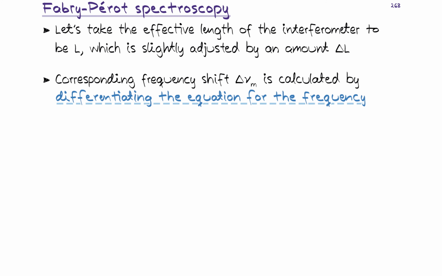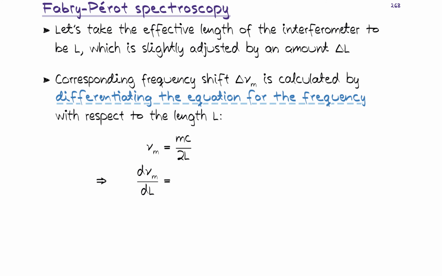now calculate simply by just differentiating the equation for the frequency we just derived. And we do that with respect to the effective length L. So this was the equation we just derived for the mth frequency, and then we just calculate this when we differentiate this with respect to L. So we can write this to be minus mc divided by 2L squared. So essentially we have 1 over L here. So when we take the derivative of this with respect to L, of course, this is what we get out. So this is how things can be calculated.